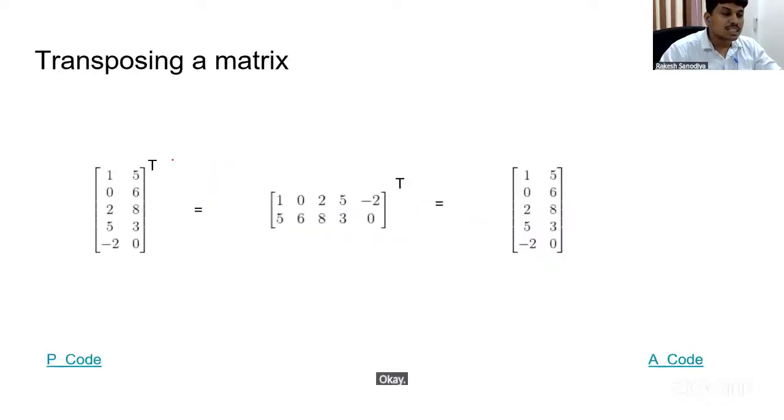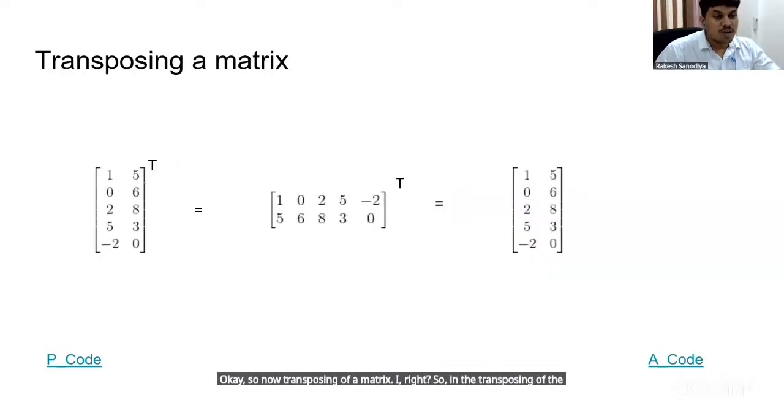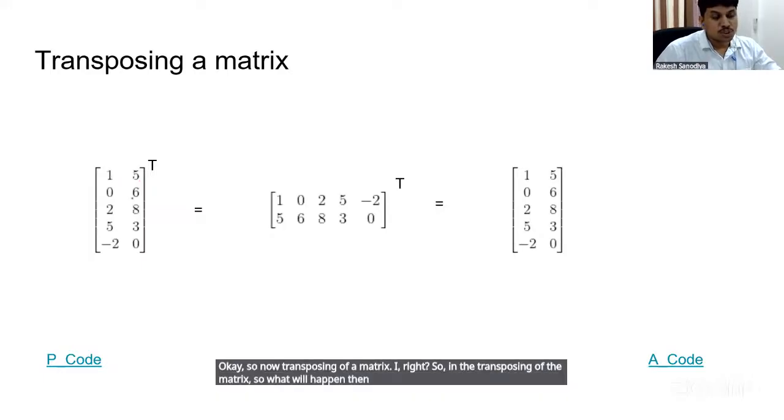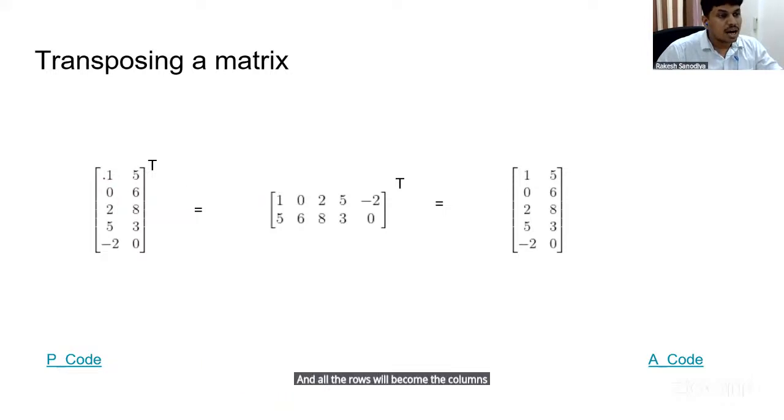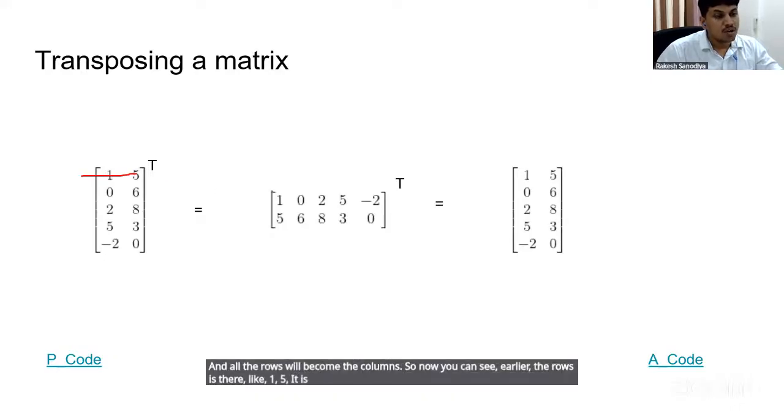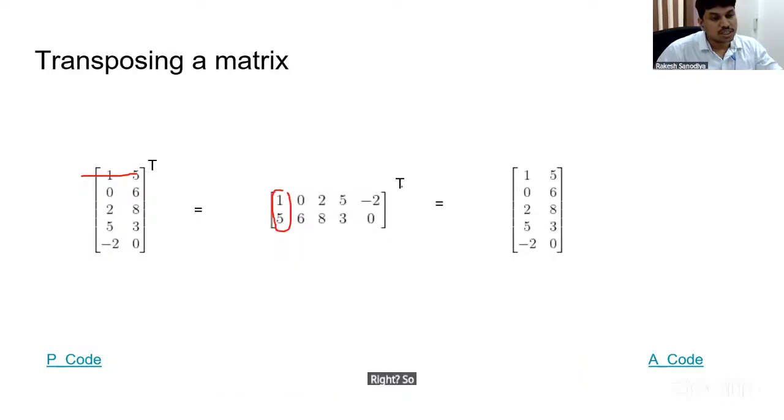Okay, so now transposing of a matrix, right? In the transposing of the matrix, what will happen here? Transposing of the matrix means all the columns will become the rows and all the rows will become the columns. So now you can see earlier the row was there like 1 5, it is a row. Now you have transposed it to a column, right? So just transposing the rows into columns and columns into rows, right?